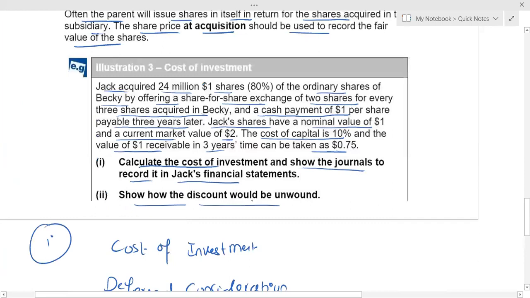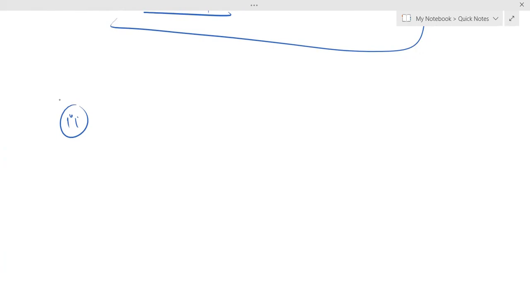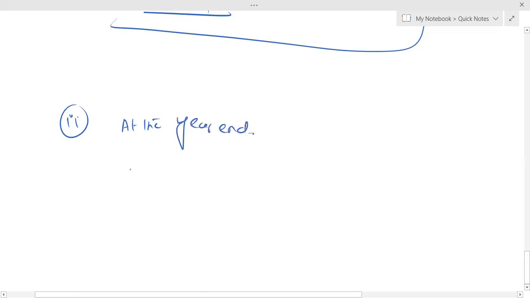Now, show how the discount would be unwound. So at the year end, what happens? Basically, the deferred consideration of 18 million is the present value of the future amount. So slowly and gradually, this 18 million will be increased due to unwinding of discount. At the year end, 18 million multiplied by 1.1, or you can just take directly 10%. Cost of capital is 10%, we'll get 1.8.